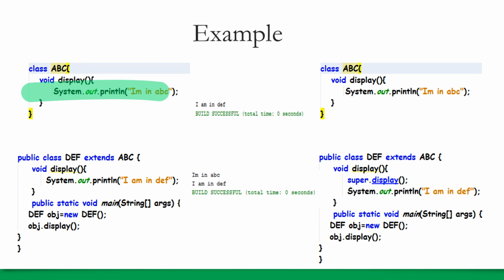It will not be shown to this reference, so it will only have the privilege to access this display function. The other one automatically gets hidden. So that is why the output will be I am in DEF.